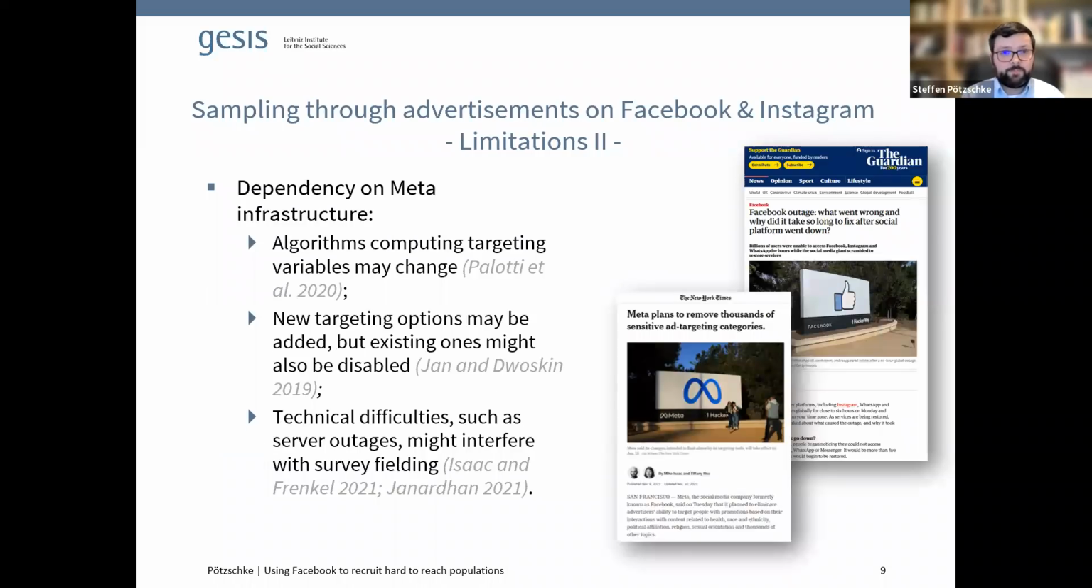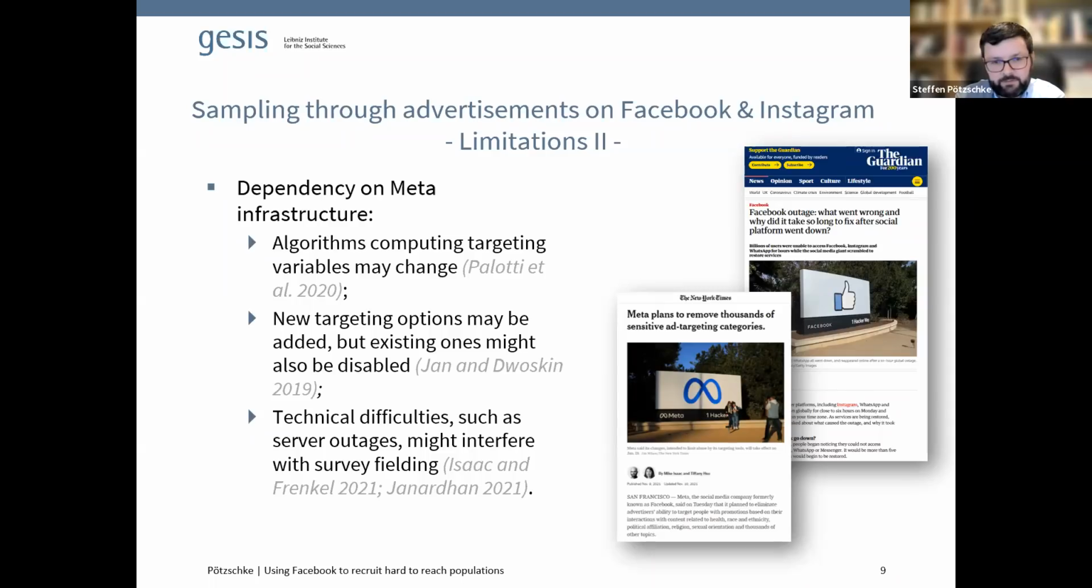Additional limitations result from the fact that we rely on the Meta infrastructure when using this method, meaning the algorithms computing the targeting variables may change over time, and they have done so in the past. There are new targeting options becoming available all the time, but also existing ones might be disabled. And you might have followed the discussion of this aspect in the media during the last weeks.